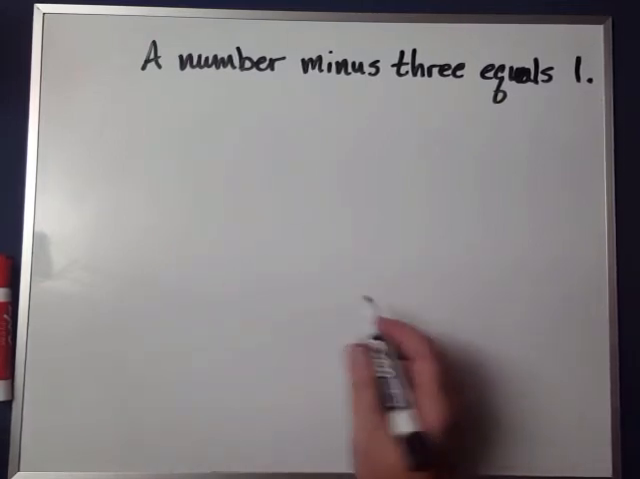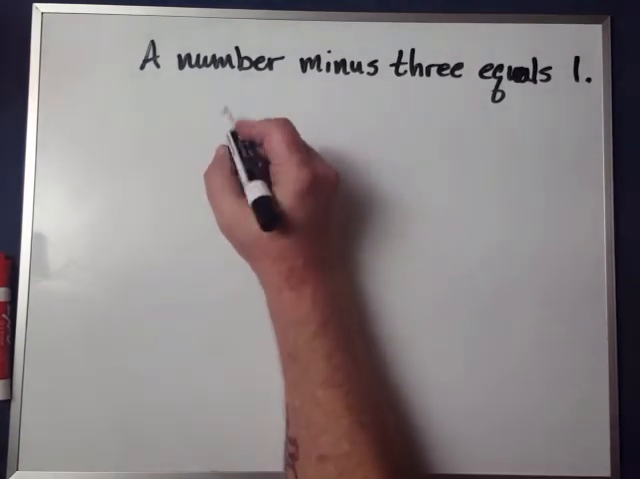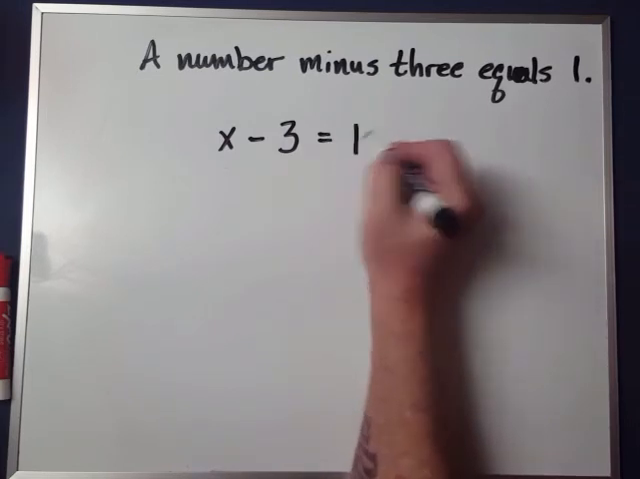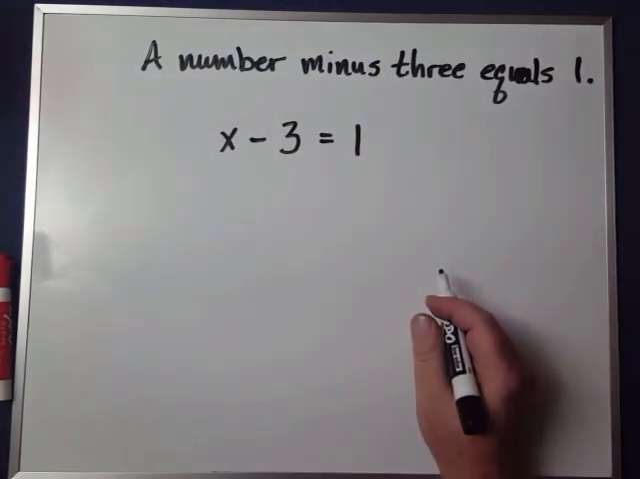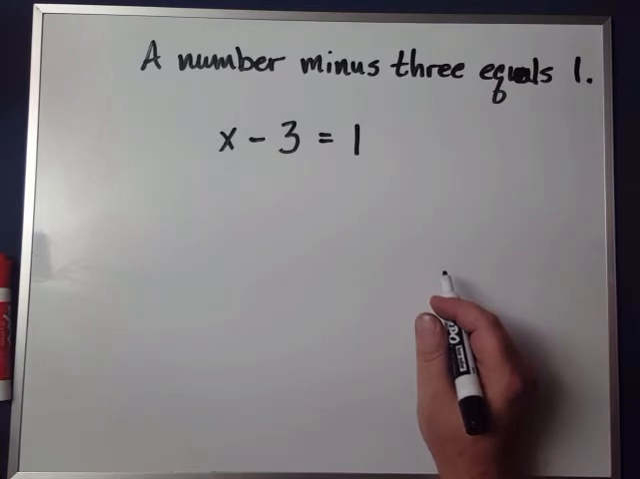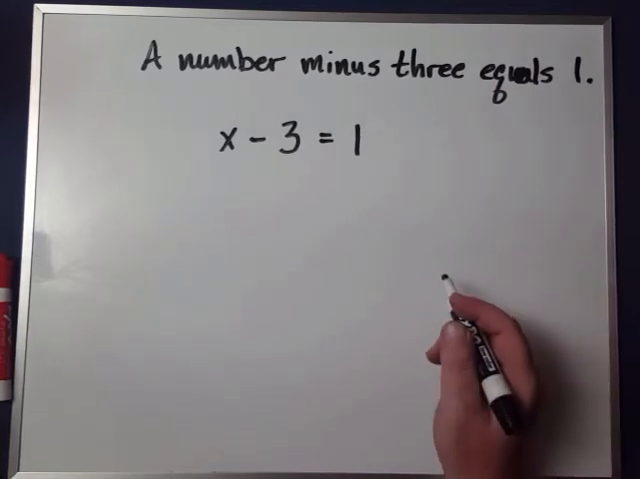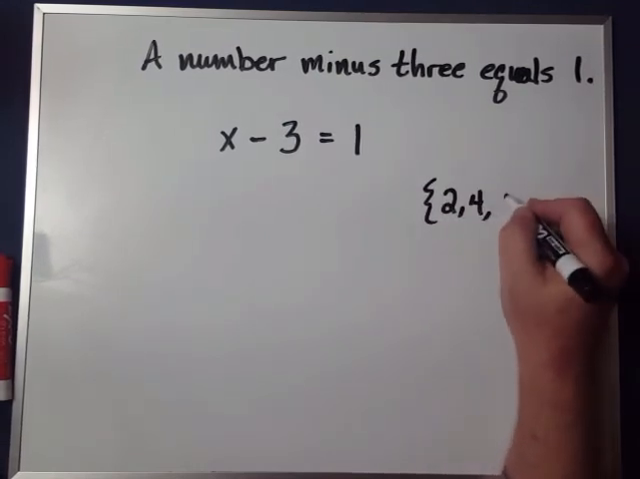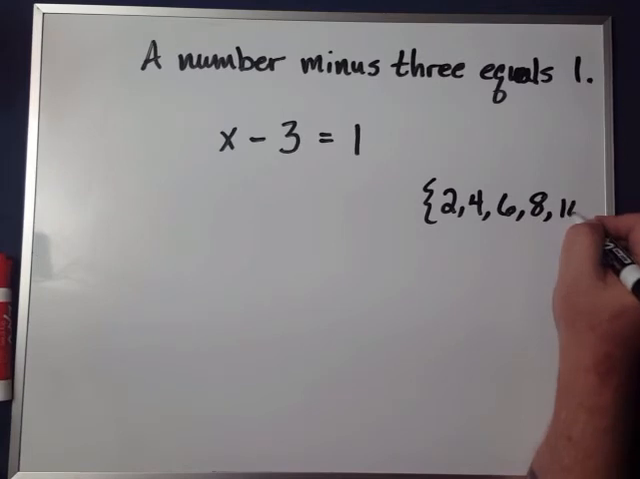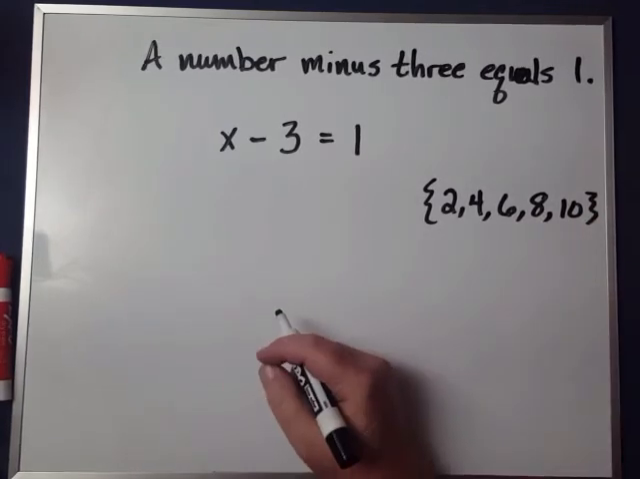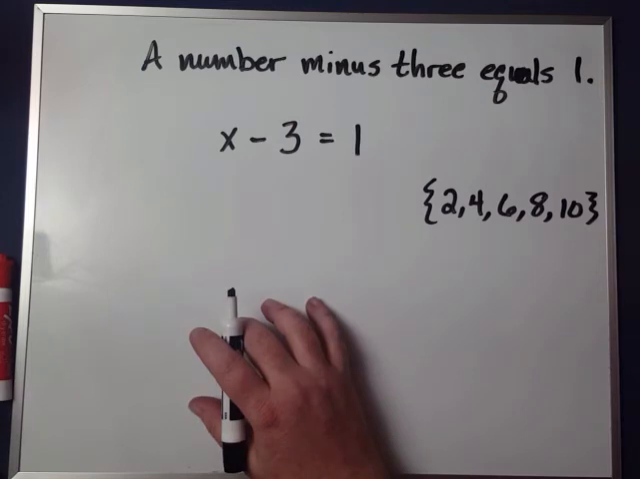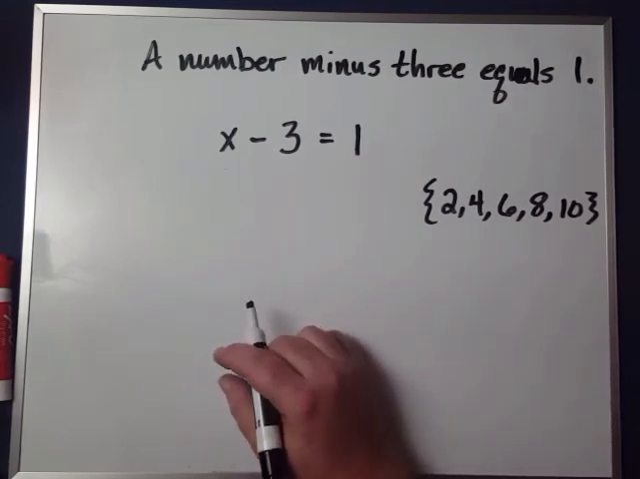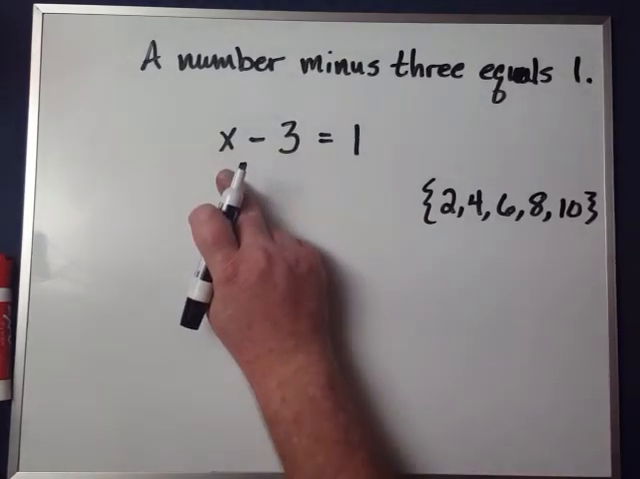So let's translate. This one's very straightforward. A number minus 3 equals 1. No mystery there. And it says find the solution of the equation from the set 2, 4, 6, 8, or 10. That is, one of these should be a solution to that equation. Now, how are we going to find out? Because at this point, we are not algebraically solving equations, even if you know how to do that. What is she wanting us to do? She wants us to plug in and see if it works.